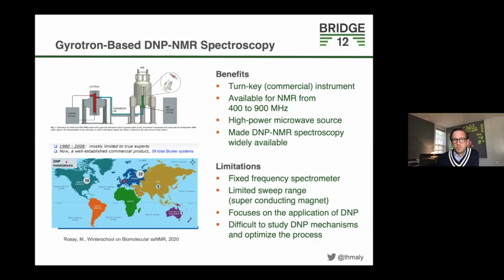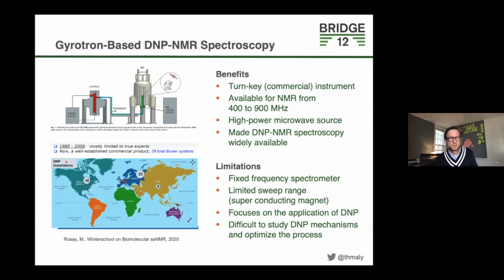Some of the systems are equipped with a sweep coil, but on a superconducting magnet you have a very limited sweep range. Plus, after all, it's still an NMR spectrometer, so you are concerned about field homogeneity, and if you start sweeping the main field of the system, you need to reshim at every field position to get the really high resolution. So while this is really a workhorse spectrometer, it limits your ability to study new mechanisms, and it really focuses on the application of DNP.